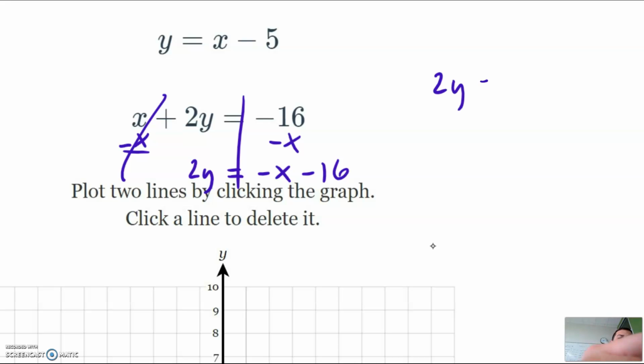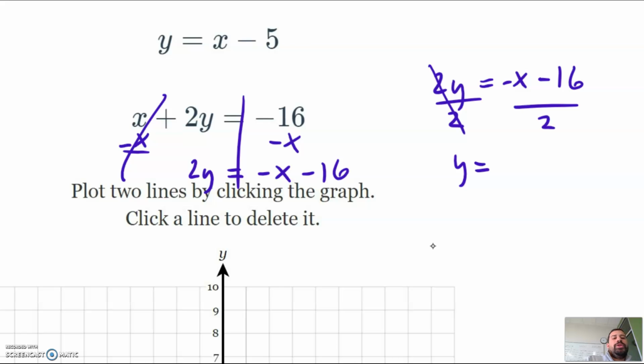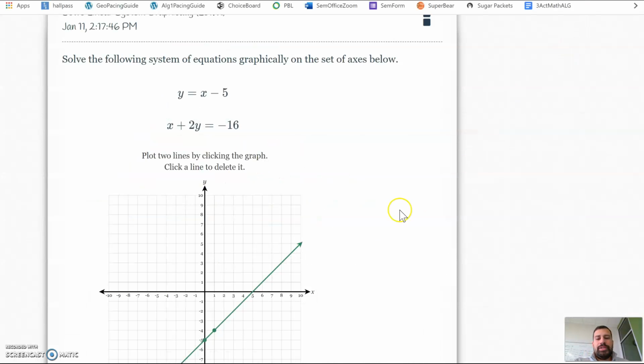Rewrite it up here. Divide both sides by 2 to get the y by itself. When I do -x divided by 2, that just makes a -1/2 x. And -16 divided by 2, that makes -8. So -1/2 x minus 8. So I'm going to go down to -8, plot a point, and go down 1, over 2. Alright, let's give that a try.